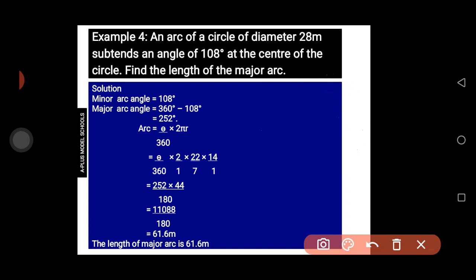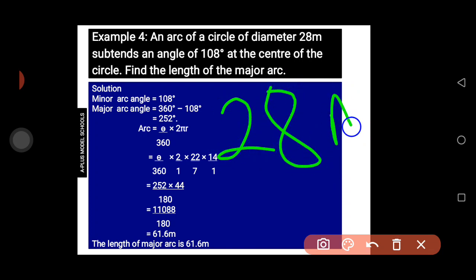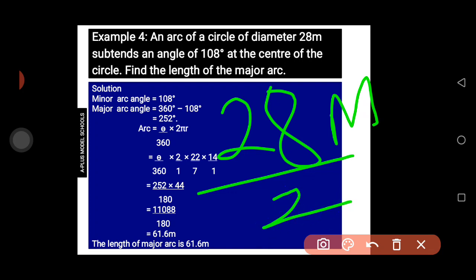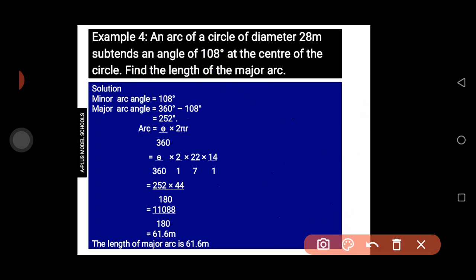So here, I have theta over 360 multiplied by 2 pi r. Then don't forget we are given diameter from this question, and our diameter is 28 meter. So to get my radius, just divide this by 2. So that is 14 meter. My radius will be 14 meter. So here I have the length, which is not given, is equal to theta, which is 252 times 2 times 22 over 7 times 14, because the diameter is 28, so I've converted the diameter back to 14.